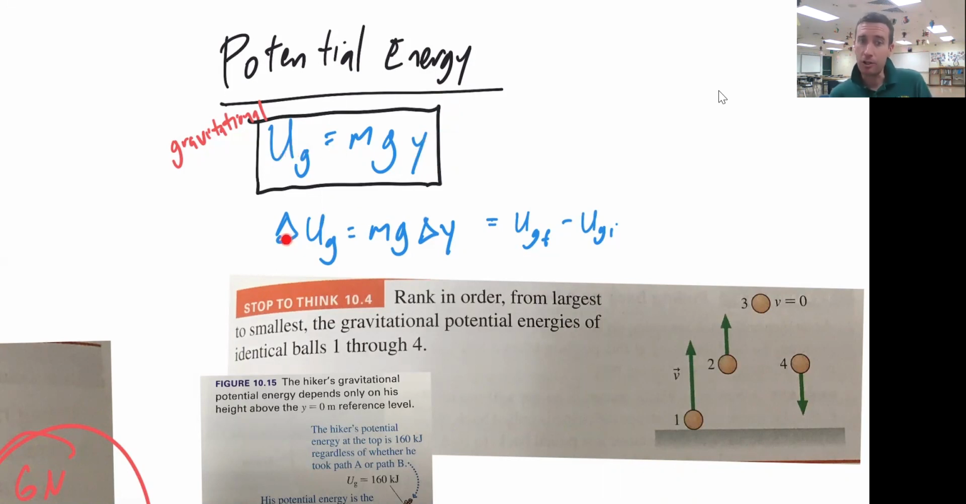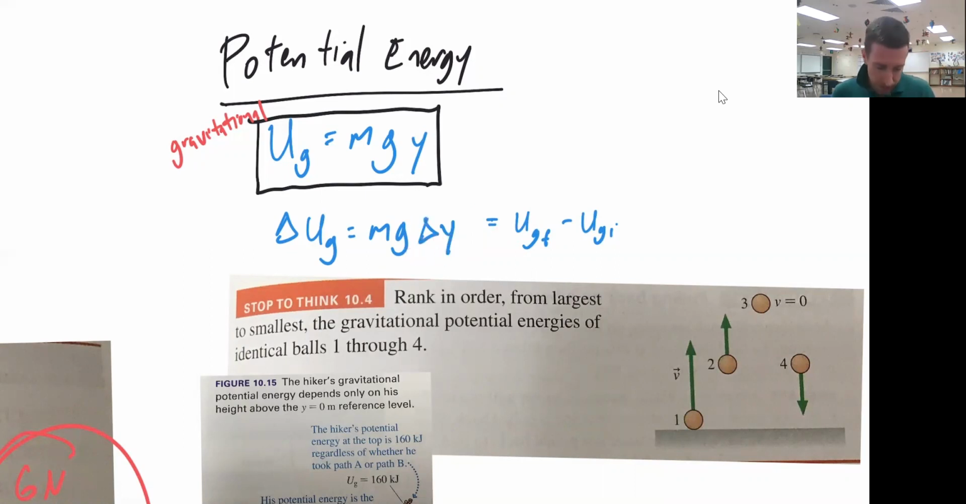The change of gravitational potential energy is equal to the mass times the acceleration due to gravity times the change of height. You could also say that's the gravitational at the end minus the gravitational at the beginning, but I could just do change of y. Now for kinetic, I had to separate those out, but because this isn't squared, I can just do the change of y and it'll be the same.